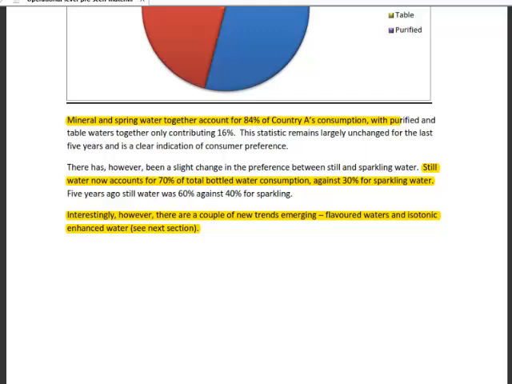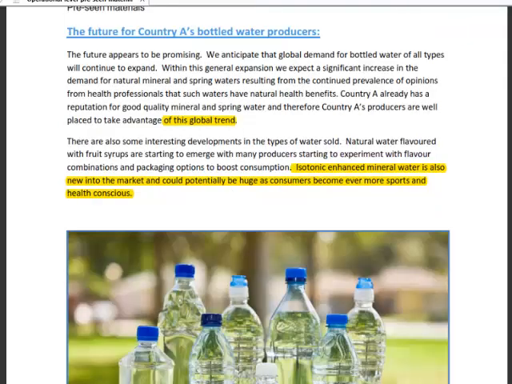However, there are a couple of new trends emerging: flavored waters and isotonic enhanced water. So we're going to see the next section about that. So the future for country A's bottled water producers appears to be promising. Global demand appears to be expanding. There's going to be a significant increase in the demand for natural mineral and spring waters because of their health benefits. Country A already has a good reputation, and country A's producers are well placed to take advantage of this global trend. So now let's stick with those words, the global trend, for a minute.